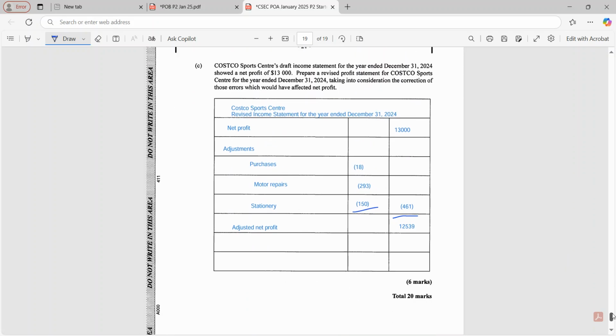C, the last part. Costco Sports Center draft income statement for the year ended December 31st, 2024 showed a net profit of $13,000. We're supposed to prepare a revised profit statement for Costco Sports Center for the year ended December 31st, 2024, taking into consideration the correction of those errors which would have affected net profits. So firstly, let us start with putting the name of the business and a title. So it's the revised income statement for the year ended December 31st, 2024.